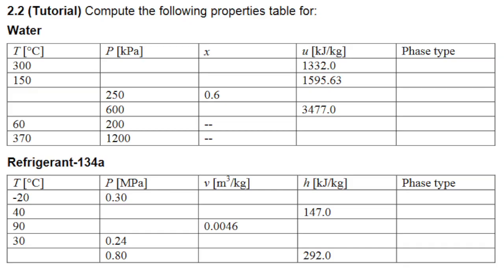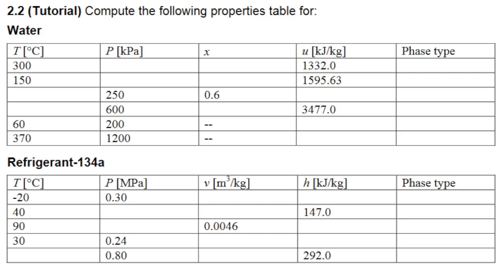So today, after my 2 other colleagues explained how to get the values from the water table, now I will focus on how to get the values from the refrigerant R134A tables. First of all, the best way to understand it is to take an example with values. So let's try for a given temperature, which is 90 degrees Celsius, and a given specific volume, 0.0046 meter cubed per kilogram.